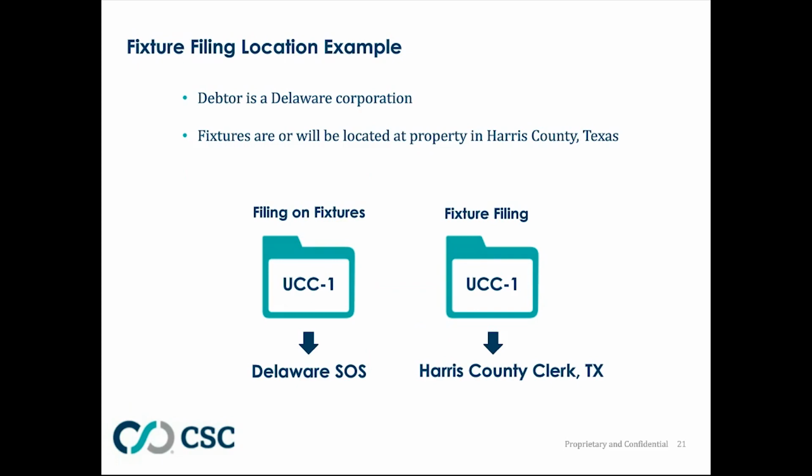Fixture filing location example. So here we show, there's an illustration. A debtor is a Delaware corporation. The fixtures are or will be located at property in Harris County, Texas. So we show here that the filing on the fixtures, the UCC-1, would be filed at the Delaware Secretary of State, which is a centralized filing office. The fixture filing, the UCC-1, is filed at the Harris County Clerk, Texas.